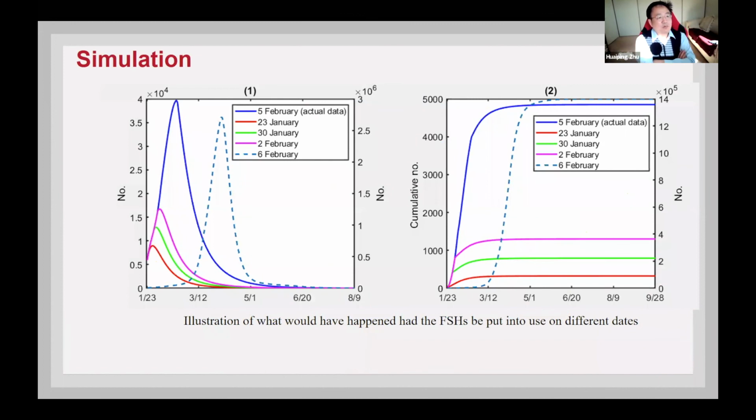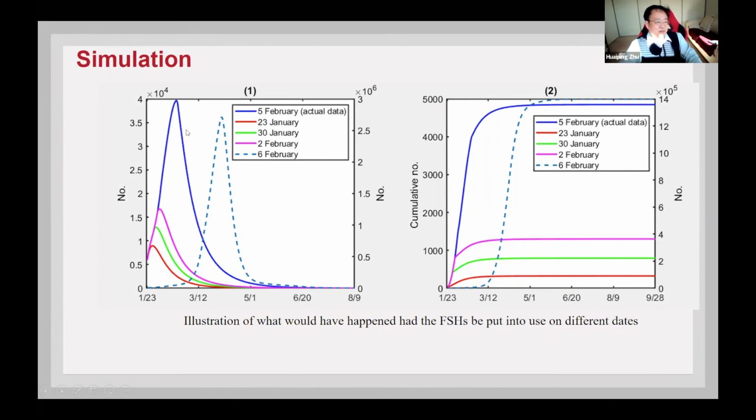What I want to show is, you see, February 5th was the date to start the Fangcang Hospital. How about if we start earlier or later? The earliest is if we start to build the Fangcang Hospital instead of designated hospitals, shown in red, the bottom one. If from the very beginning we focus on building the Fangcang Hospital, you see this epidemic in Wuhan would end sooner. The blue one is the real actual data and the simulation.